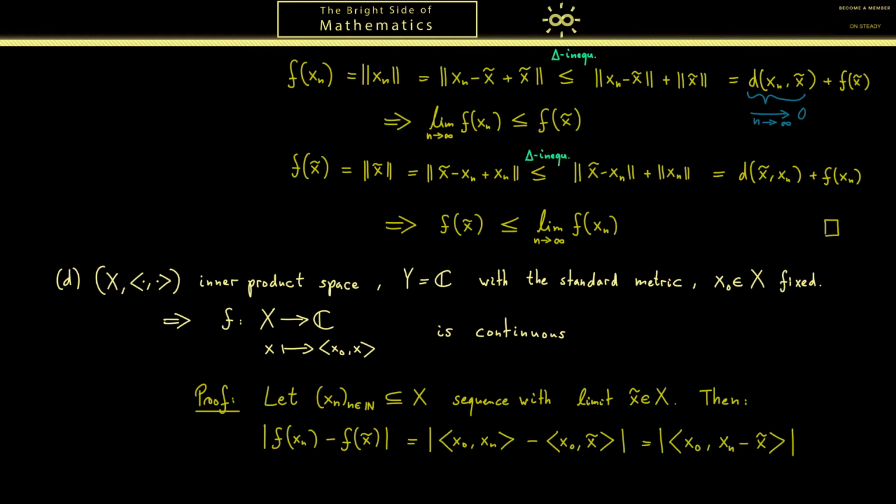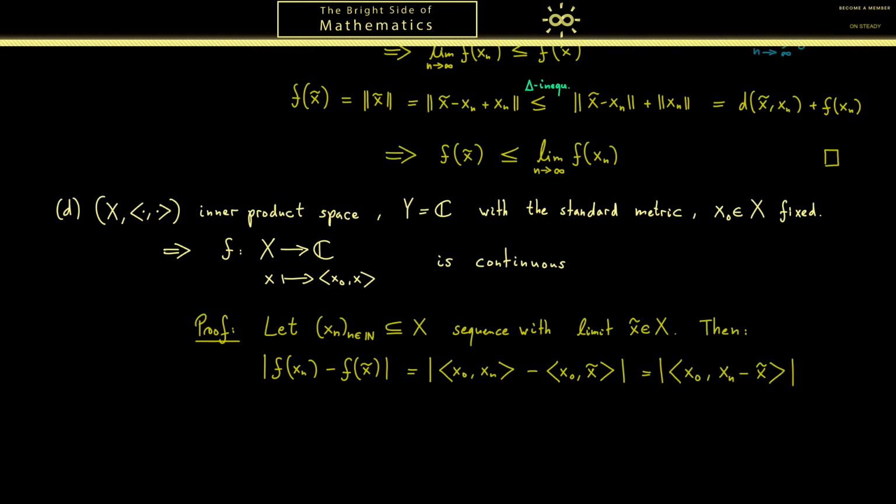Now, every time you see something like that, you know you can apply Cauchy-Schwarz. This means that we have the inequality, I will abbreviate with CS. And it tells us we have the norm of x0 times the norm of xn minus x tilde. Since this last part is the distance between xn and x tilde, we know this goes to 0 when n goes to infinity. Moreover, the whole right hand side goes to 0 when n goes to infinity. In conclusion, also the left hand side goes to 0 because it was non-negative from the beginning. And then we know the sequence f of xn converges to f of x tilde.